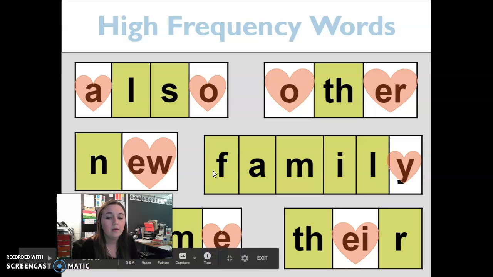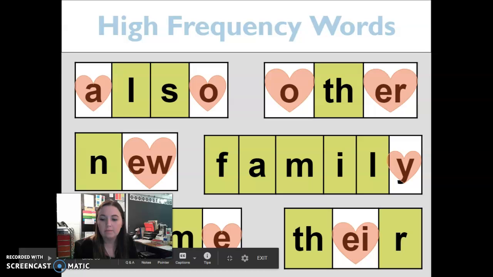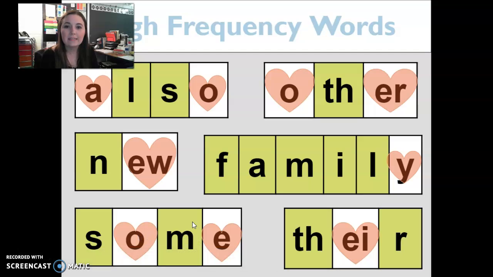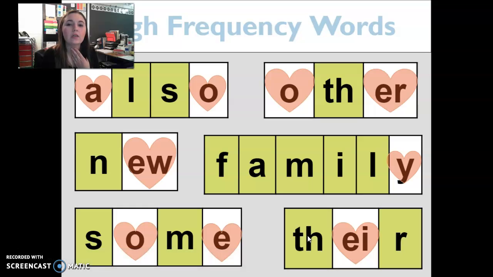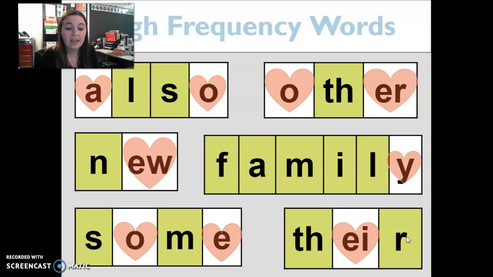All right, this one has lots of green, but at the end we have a heart, so he can be tricky. Ready? Fam, i, ly, family. What's that really long word this week? Family. Good. All right. That E is silent, but he has to be there. What's this word? Some. Last one. This one's voiced, so it comes from your throat. There. What's that word? There.